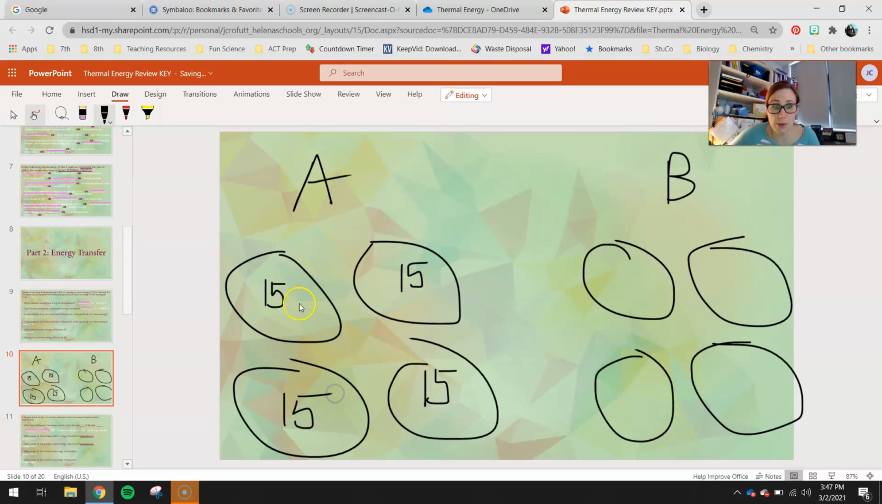If we add all of those up and divide by 4 to find the average, your average would be 15. Same with B, except they are going to have 11. So each molecule has 11. If we add those up and divide by 4 molecules, you would have an average of 11. All right, so let's take a look at this then.